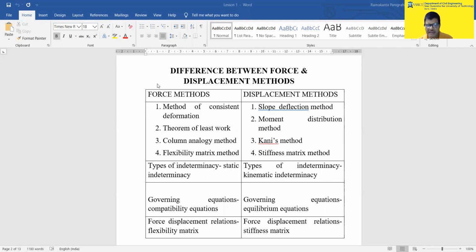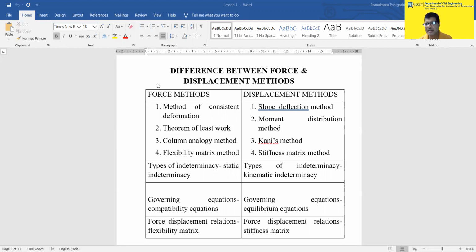So the indeterminacy in case of force method is static indeterminacy. In case of displacement method, it's called kinematic indeterminacy. So the indeterminacies are the slopes or the displacements. These are the unknowns in case of displacement method, and in force method it is only force. So that is static indeterminate, and this is kinematic indeterminate.